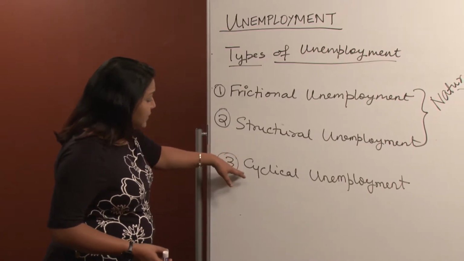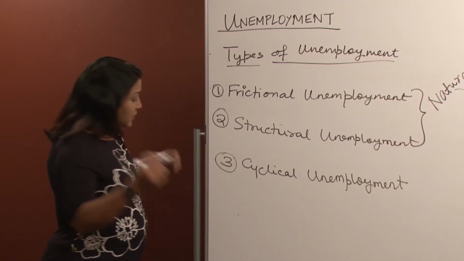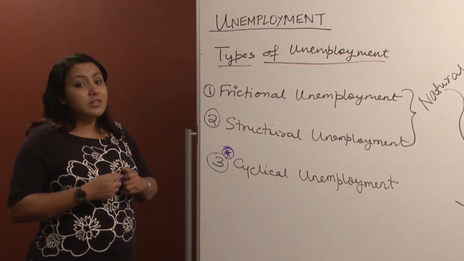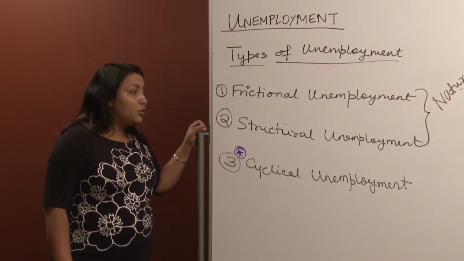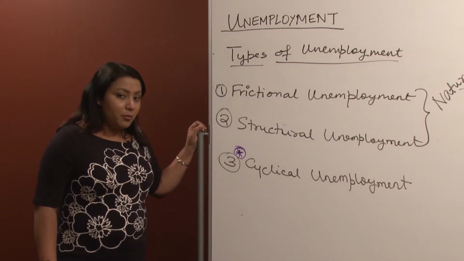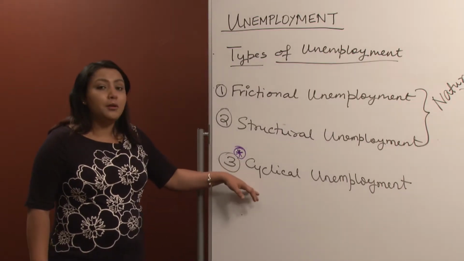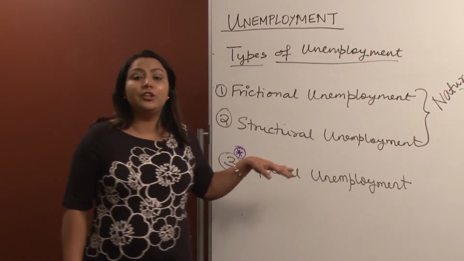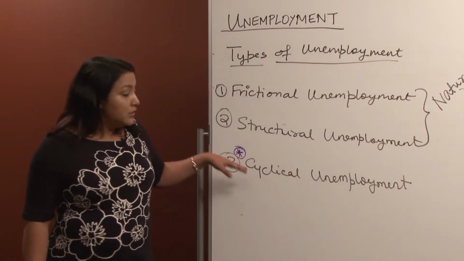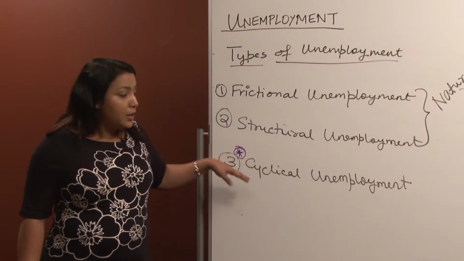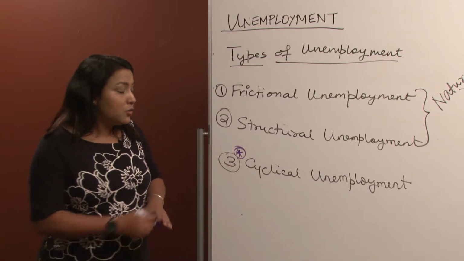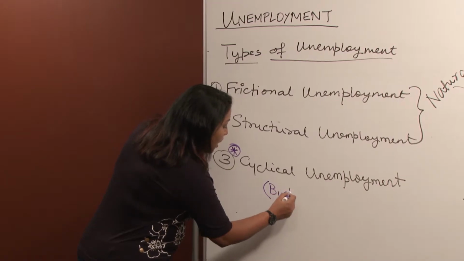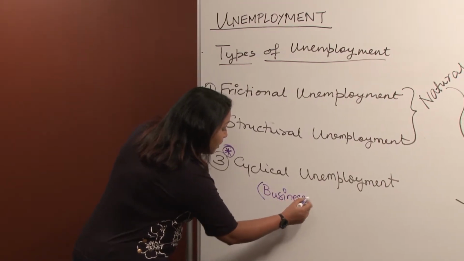Now, the next kind, cyclical unemployment, this is the one that is really a cause of concern for a country, because this is really the macroeconomic unemployment, right? So this is the kind of unemployment that happens due to the macroeconomic condition in the country. This is also the kind of unemployment that is dependent on business cycles, and in a minute we will talk about business cycles.